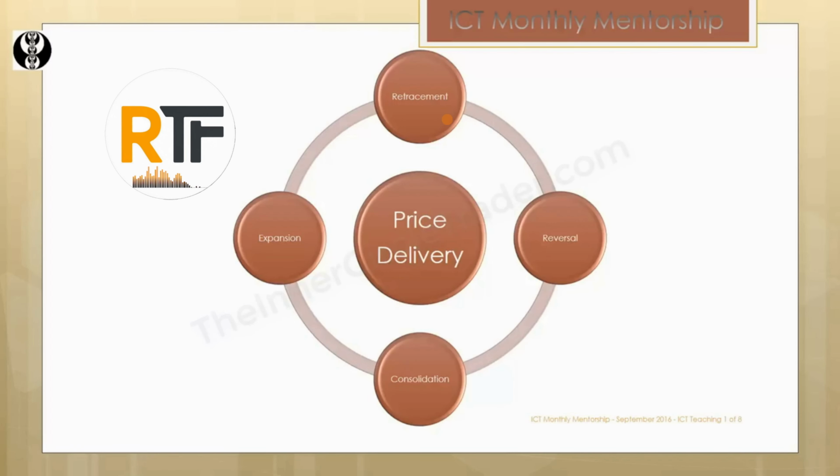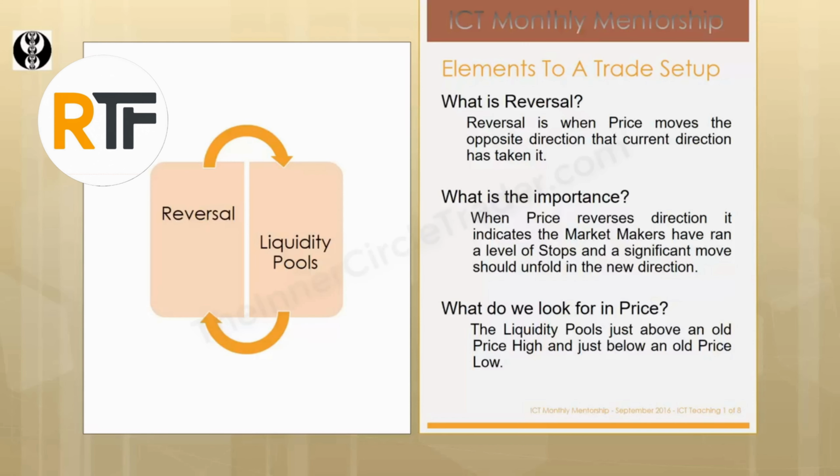So we saw how a retracement could be followed with a continued expansion. However, we could have a reversal where the retracement completely fills in the gaps and keeps going further. So a reversal is when price moves in the opposite direction of the recent expansion. The reference points you want to focus on here are liquidity pools above old highs and below old lows.